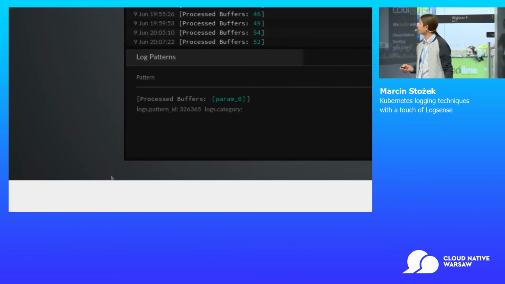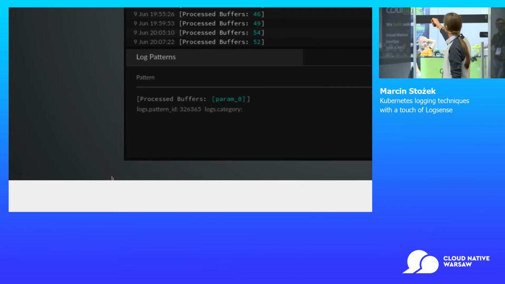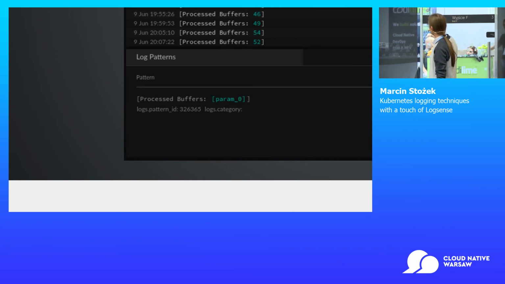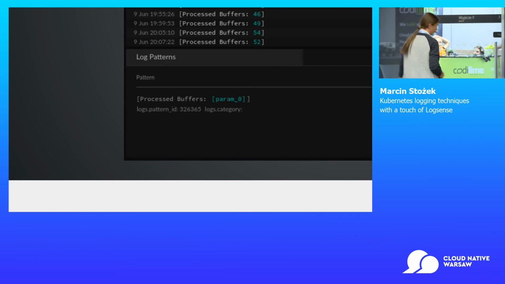Here we have these Kafka buffers, process buffers, and we found out that those are just strings and this is changing. And because of that, we created this pattern with this pattern ID. This is some parameter which can be renamed, of course.